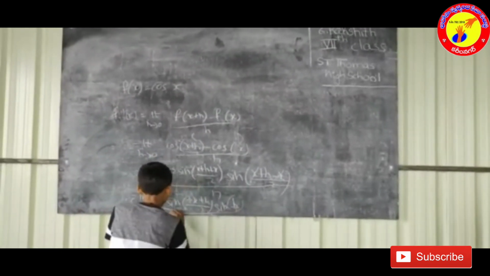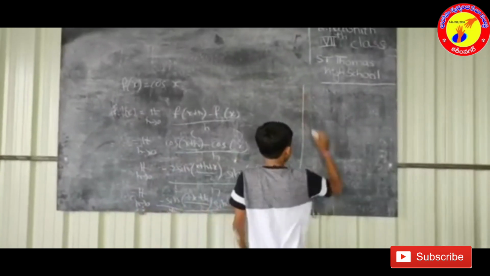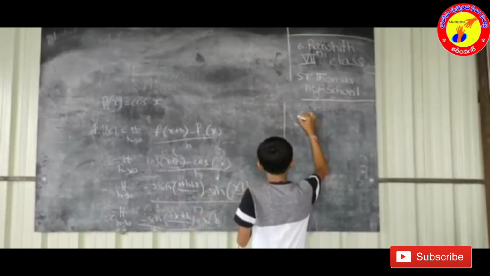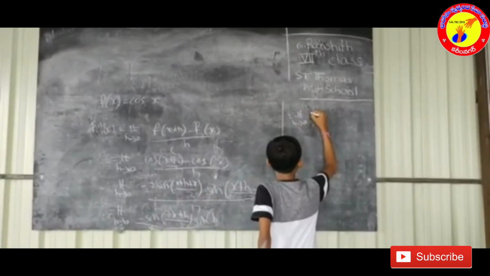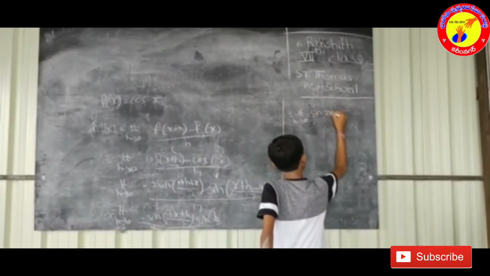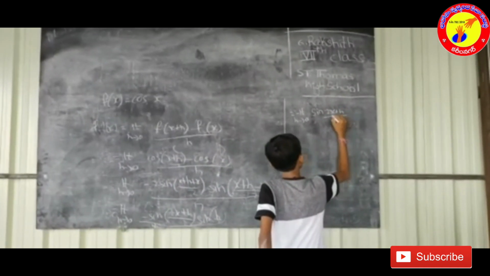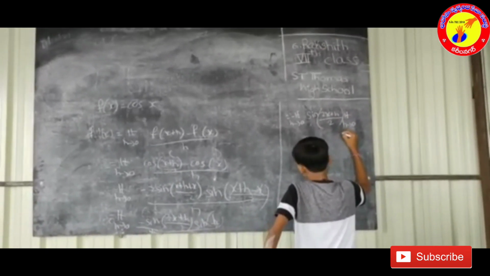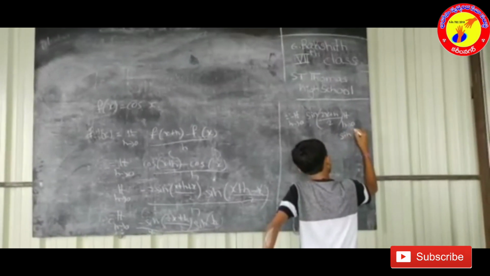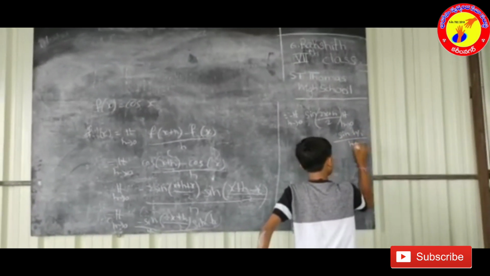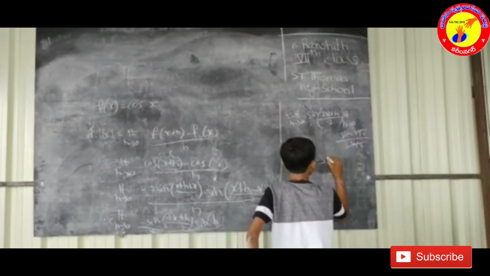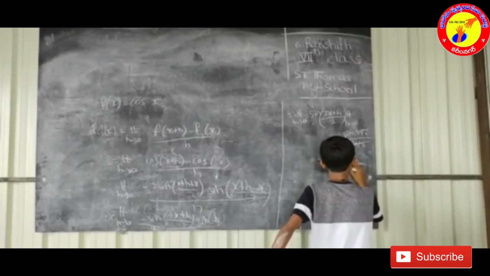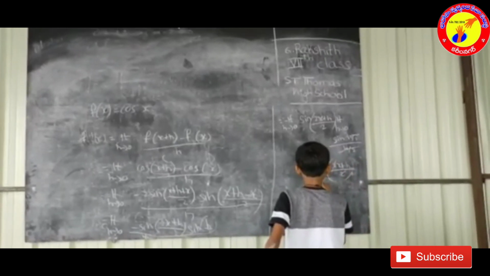by h by 2, equal to limit h tends to 0. This minus will come to the limit side. So here we will get minus limit h tends to 0 of sine 2x plus h by 2, of limit h tends to 0 of sine h by 2 by h by 2. Here h by 2 both cancel, we get minus sine 2x plus h by 2. Here 2 both cancel, so we get here minus sine x.